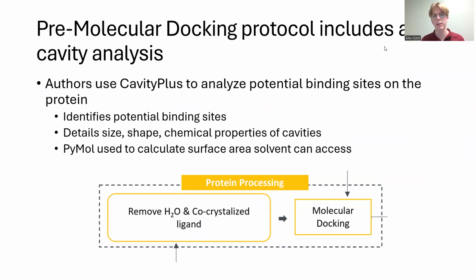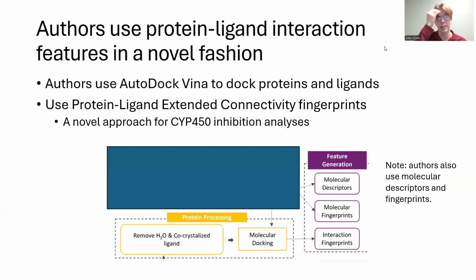They use PyMol to calculate the surface area, either the solvent or the ligand can access. Smaller ones generally perform better. They're simpler. They also use protein ligand interaction features in a novel fashion for the CYP450s. This is like the first time they're kind of used.